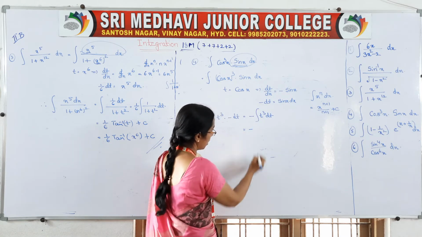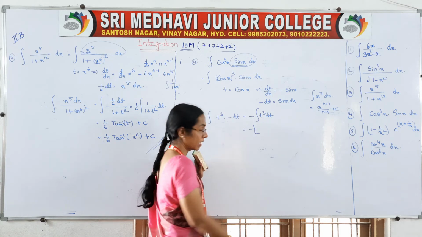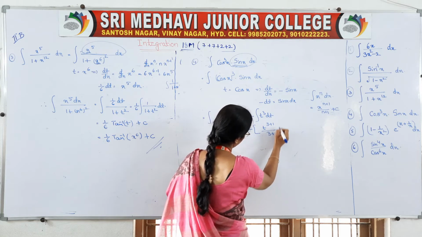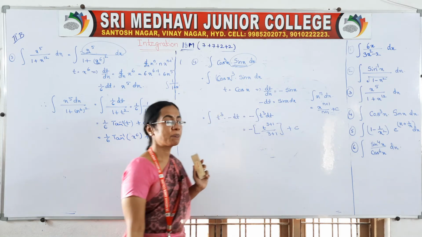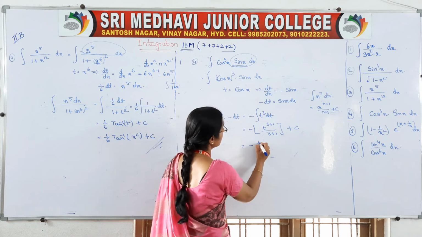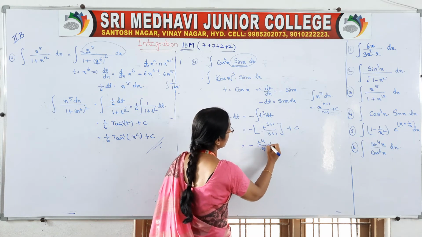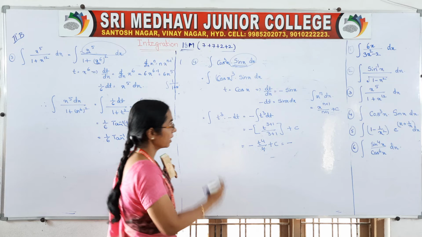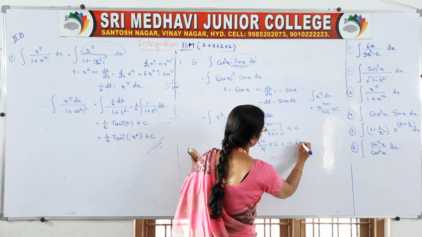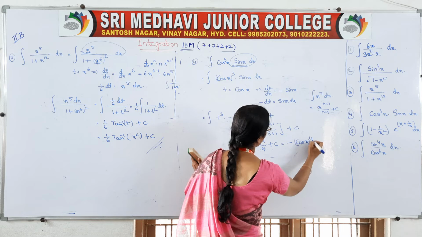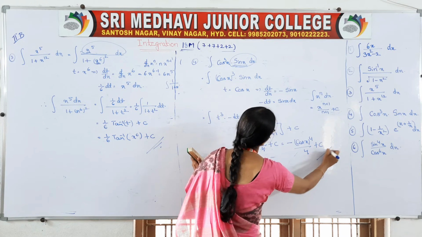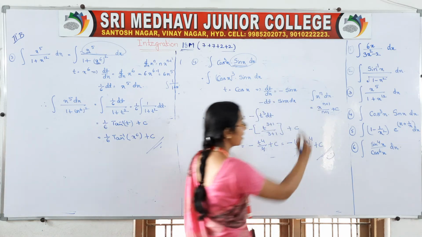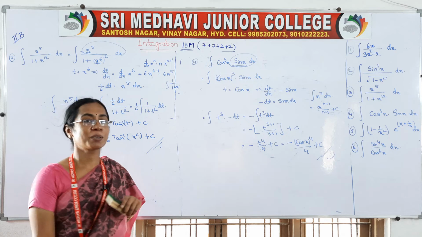So it is equal to minus of, in x place we are having t, and in n place we are having 3. So 3 plus 1 by 3 plus 1 plus c. So it is equal to minus t to the power of 4 by 4 plus c. Come on, what is our t? At the end we have to substitute our t value, that is minus cos x to the power of 4 by 4 plus c. That is the answer. We'll write one smiley also. We got our answer like that, isn't it?